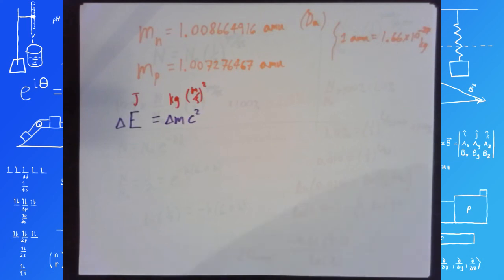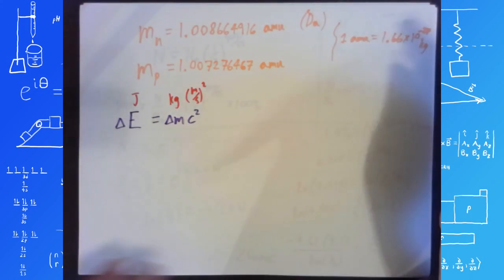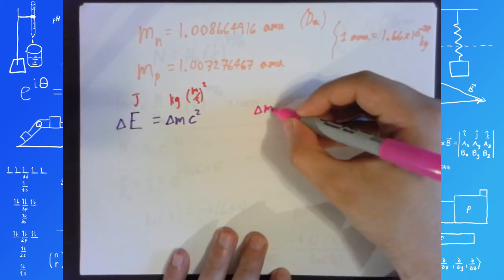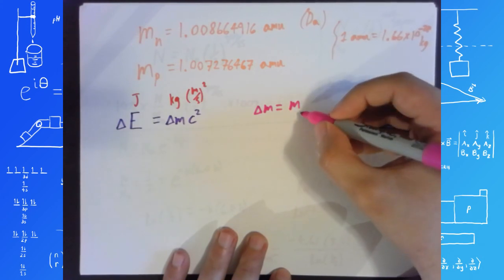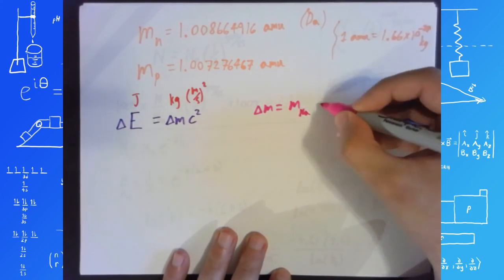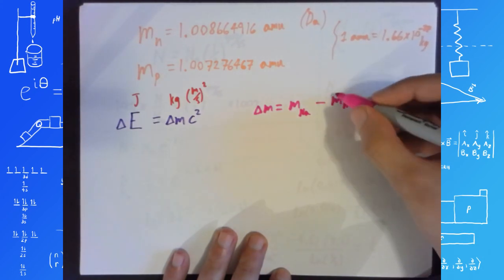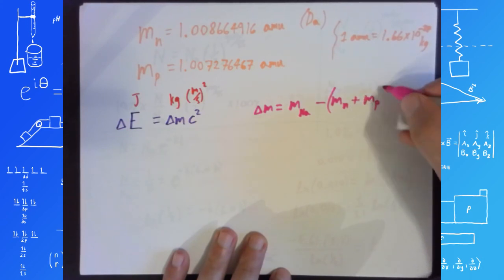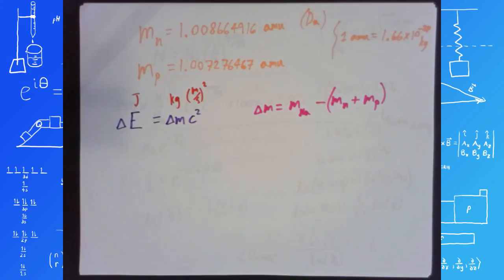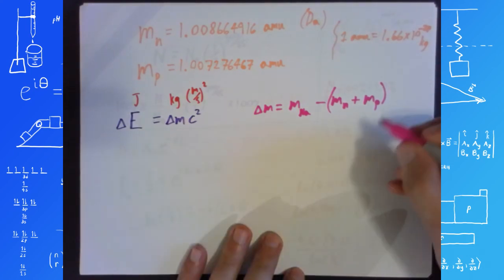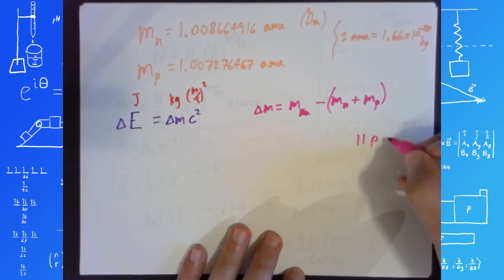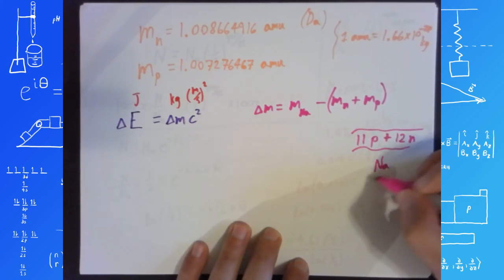sodium-23 as our example. So they told us that sodium-23 has a mass of 22.9898 AMUs. So delta M is going to be the mass of the nucleus, so in this case the mass of the sodium, minus the mass of the neutrons plus the mass of the protons that are supposed to be in this sodium nucleus. Okay, well, if it's sodium-23, atomic number 11, so I know I've got 11 protons, plus 12 neutrons. I know that's what I have for sodium-23.